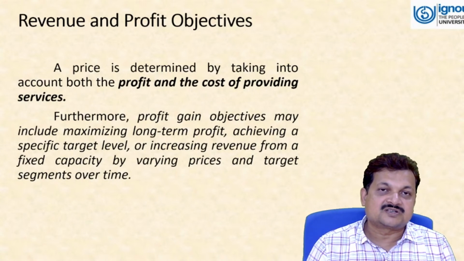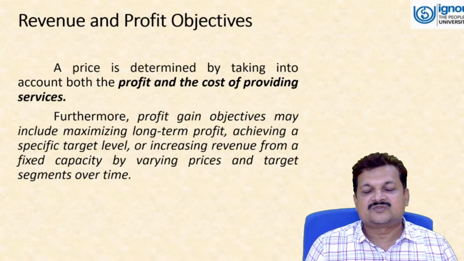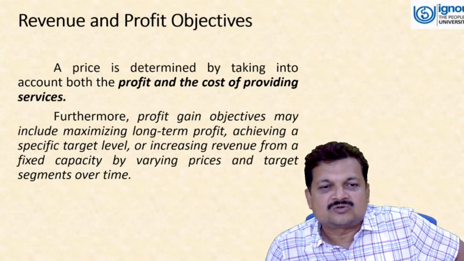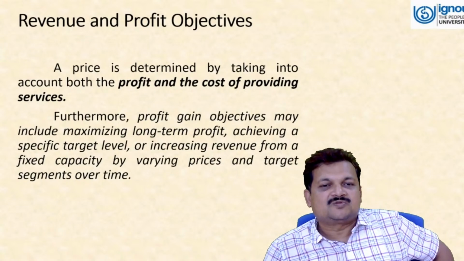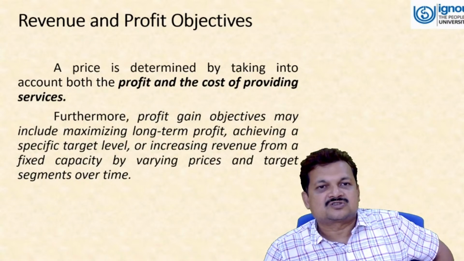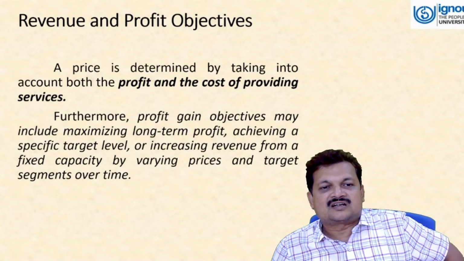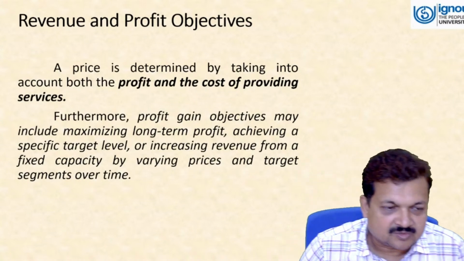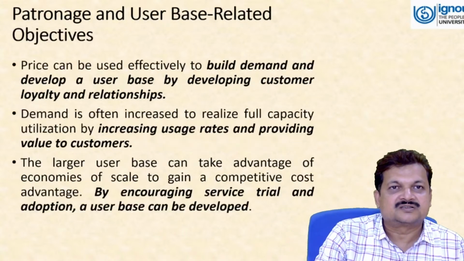People are going to appreciate the price, and they will also be happy to purchase this particular product or service at that price. So, revenue from a fixed capacity by varying prices and target segments over time. If the capacity of your services and products is limited, then within a span of time you might increase the price structure to get more profit, or you are going to change the target segments, or keep them forever.